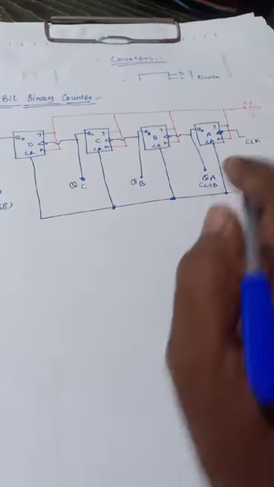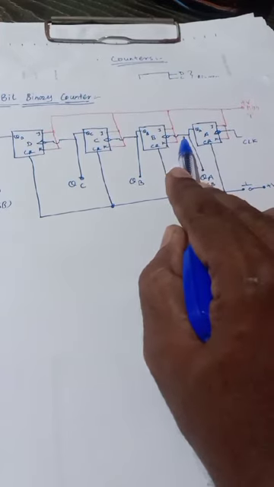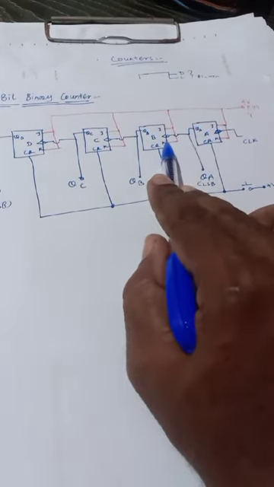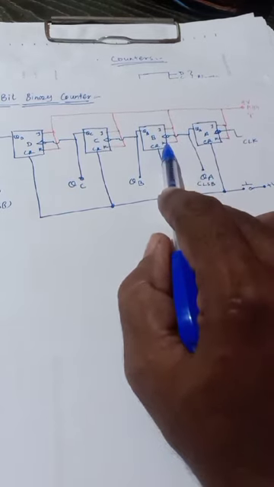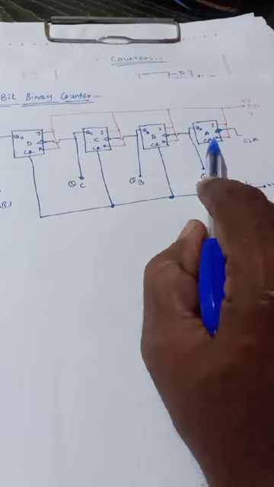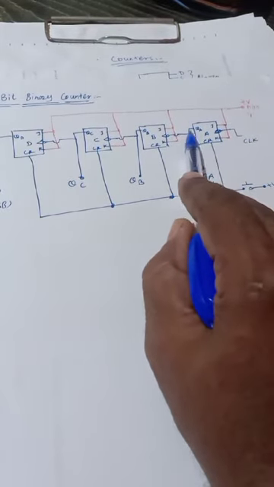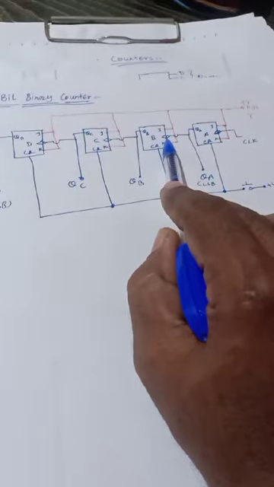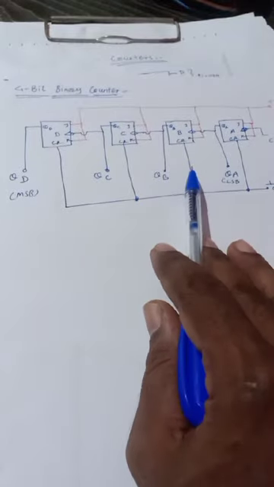Okay, so when we apply a clock to the first flip-flop, it changes state, and whatever change occurs is applied as the clock of the next flip-flop. So that's why it is called an asynchronous counter. The output of the first is used as the clock of the next. Similarly, it is called an asynchronous counter.